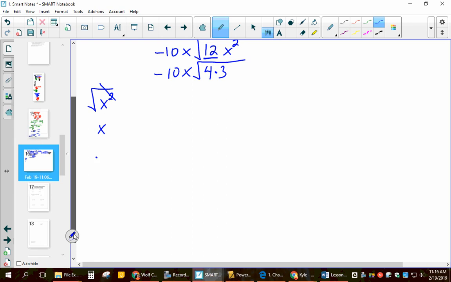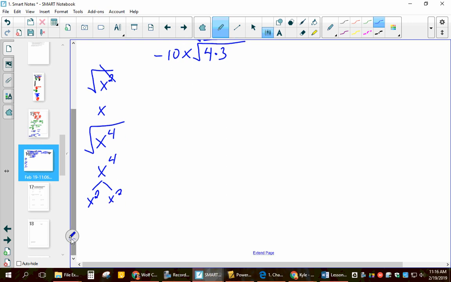Okay, so let's say I had x to the power of 4, and I took the square root of that. What would the square root of x to the power of 4 be? x squared, right? Because x to the power of 4 can be made up of x squared times x squared, right? That's what makes x to the power of 4. What if I had x to the power of 12? And I took the square root. What would that be?